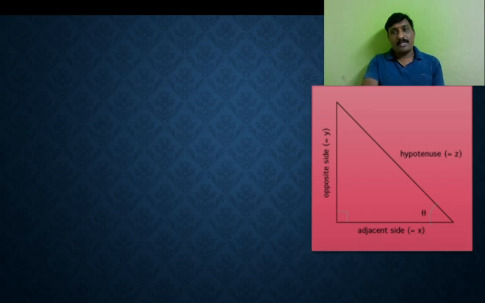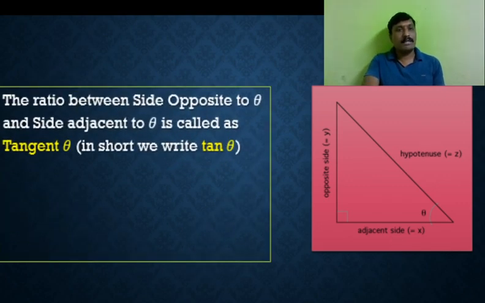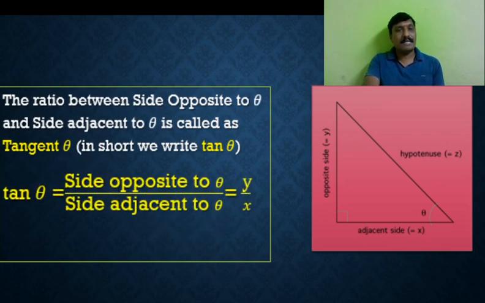Now the first ratio, opposite by hypotenuse, is finished: sine theta. The second ratio, adjacent to theta by hypotenuse, is finished: cos theta. Now I am going to take the side opposite to theta by the side adjacent to theta. The ratio between the side opposite to theta and the side adjacent to theta is called tangent theta. In short form, we call it tan theta. Mathematically we can write side opposite to theta by side adjacent to theta is equal to tan theta.